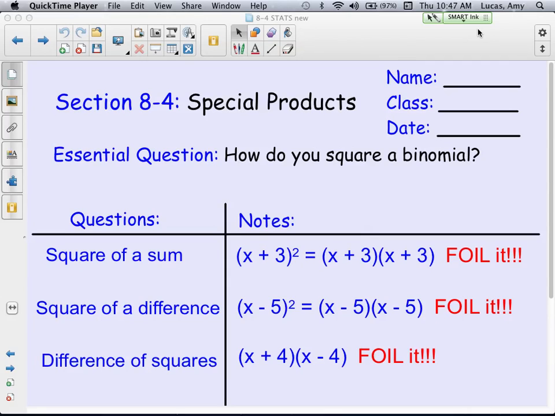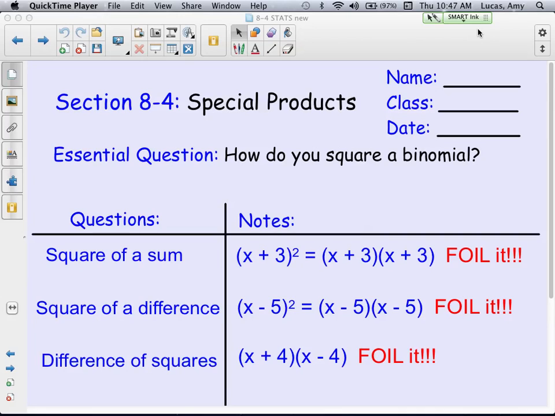When you're in a more advanced math class, you probably will just be able to recognize special products and use some shortcuts. But for now, we don't want you to try to memorize that because this is our first time working with multiplying binomials or multiplying polynomials in general. So we just want you to work on the skills instead of trying to memorize some patterns.